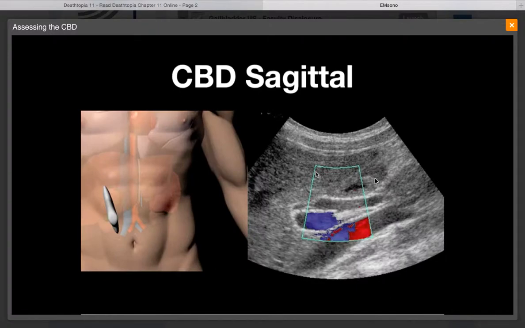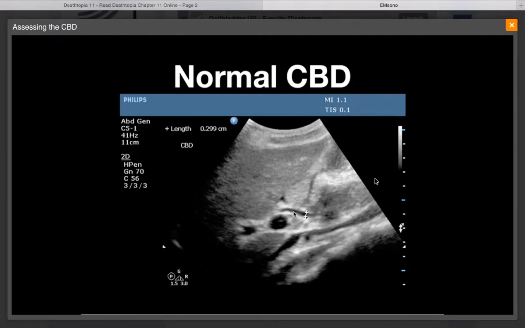Here's a sagittal view of the common bile duct, so anterior, posterior, head, foot. You have the inferior vena cava posterior here. You have the portal vein here, and then anterior to that you have the common bile duct. Here you have a normal common bile duct. It measures 2.99 millimeters, which is normal. Posterior to that you have the portal vein, and you can see the common bile duct here in a sagittal plane.